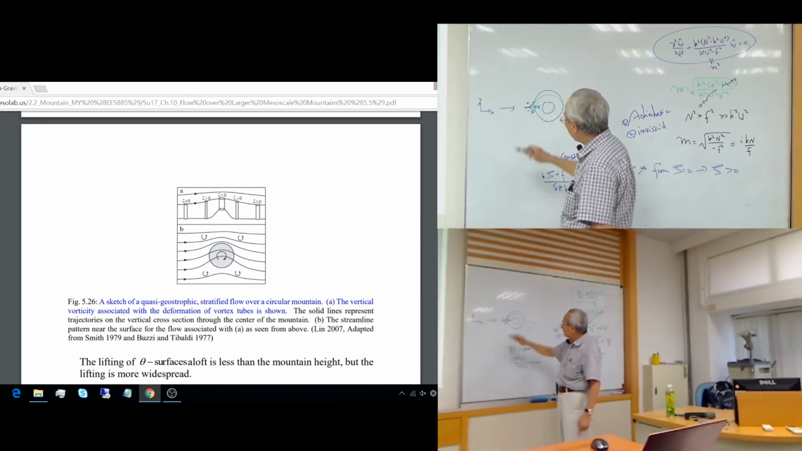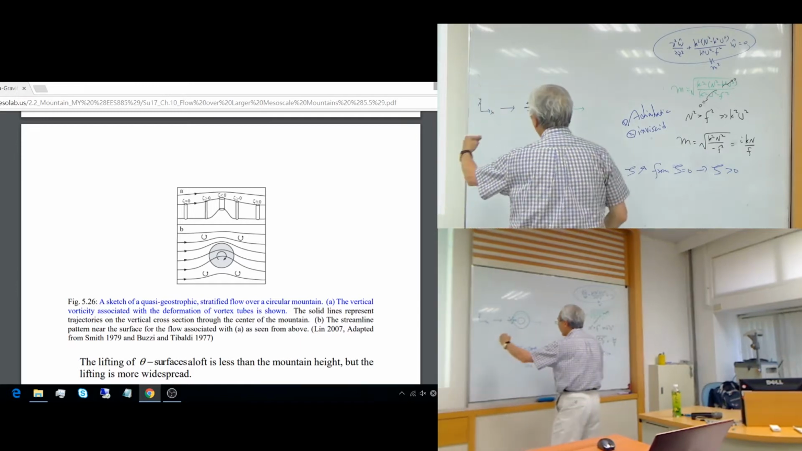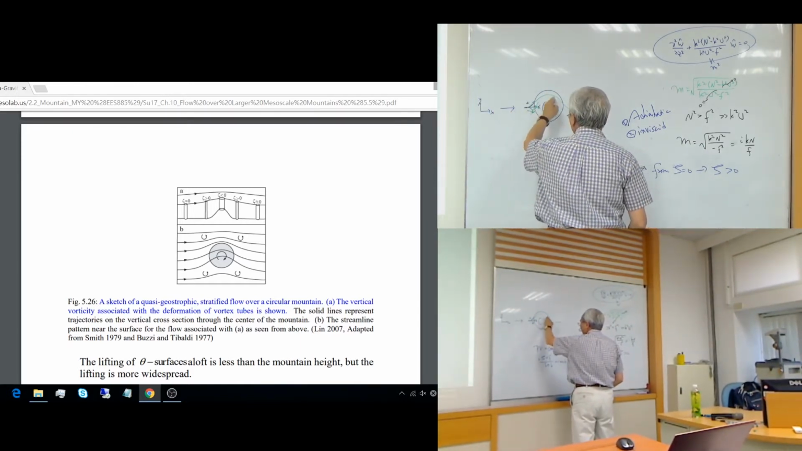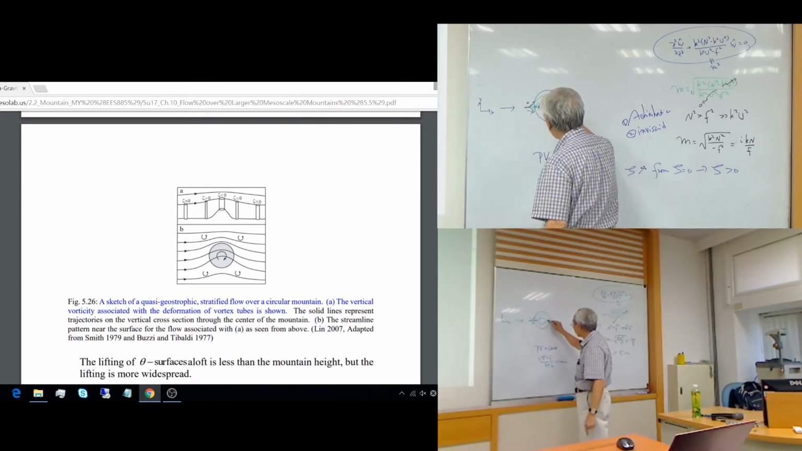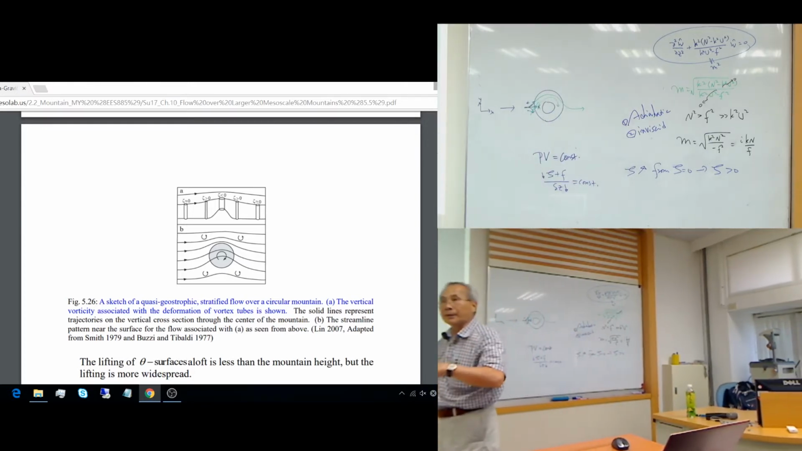So over the mountain region, your flow goes to north, goes like this. So this is kind of anticyclonic flow. Anticyclonic flow like this. So over the mountain region, you have anticyclonic flow.